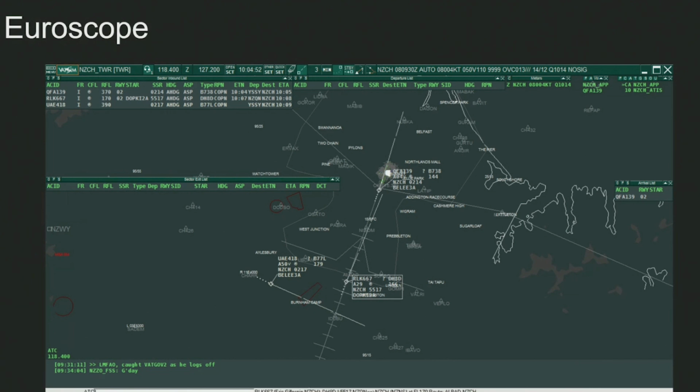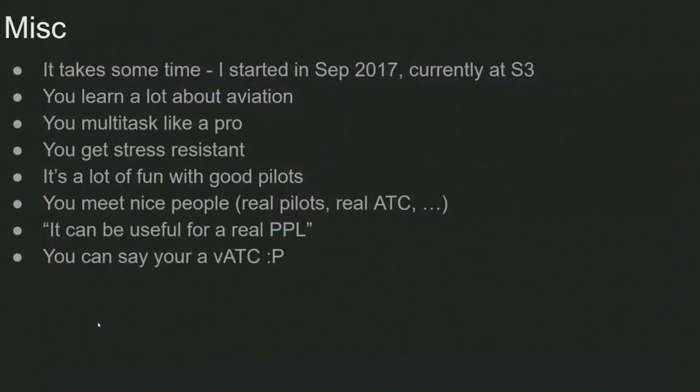Okay. Yeah, just some random stuff about ATC. Yeah, so it takes a lot of time. As I said before, I started September 2017 and currently at S3. What is really cool, you learn a lot about aviation, also like how ATC works and how airplanes work, more in a sense of how they perform and stuff like that.